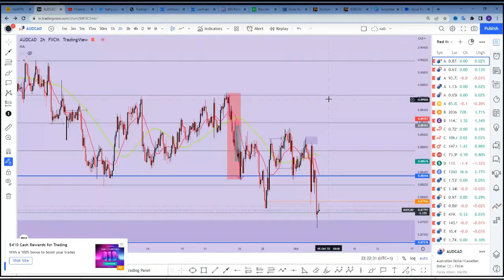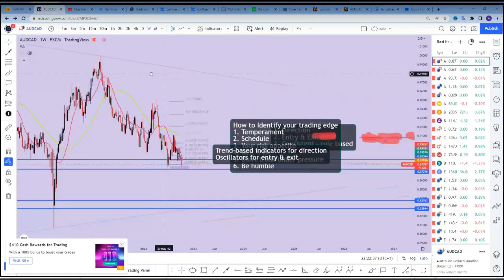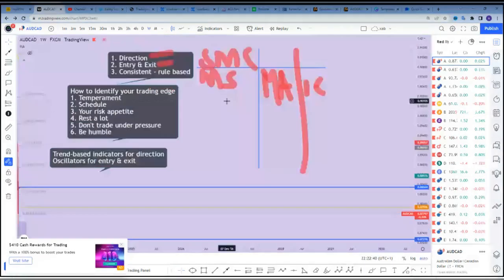I want you guys to stop chasing unrealistic things. Stop chasing unrealistic things in the sense that stop looking for a strategy that looks good on paper, all right, but does not look good in your pocket. I don't know if you guys understand me.